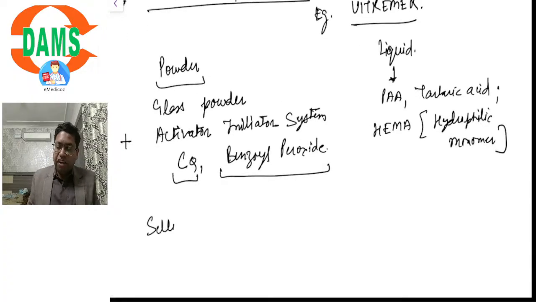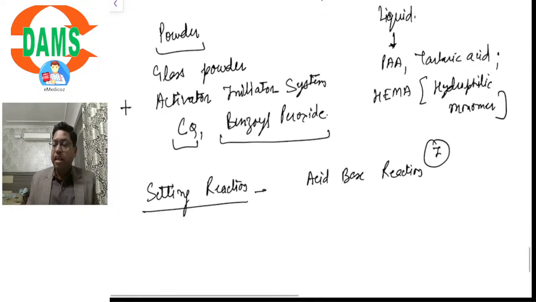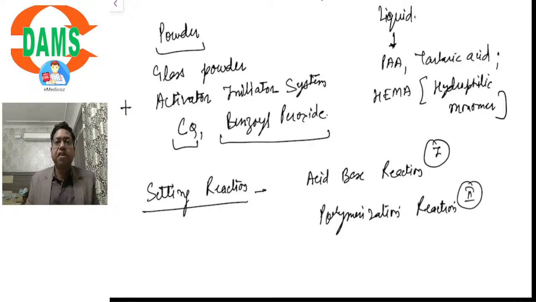So if we talk about the setting reaction, whenever we mix the powder with the liquid, the first reaction is the acid-base reaction, like conventional GIC. And when we shine light on this, it undergoes a polymerization reaction. So two sets of reactions occur during the setting of resin modified glass ionomer cement. The first one is the conventional acid-base reaction and the second is the polymerization reaction.